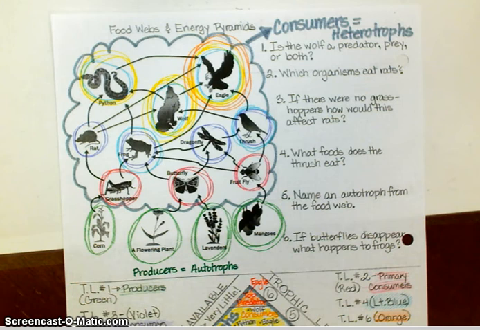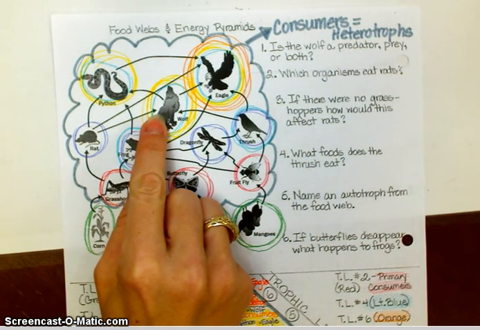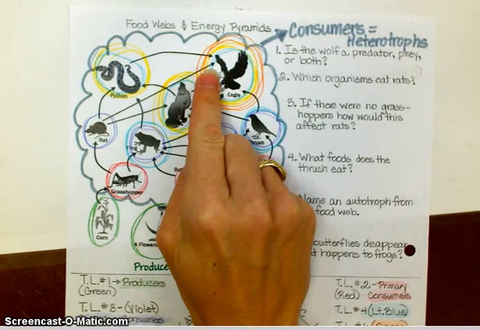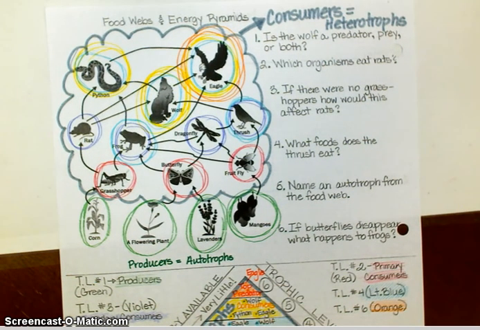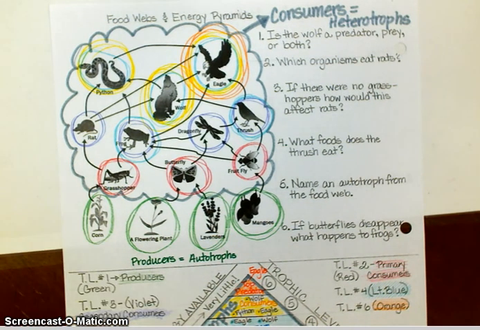Okay, so question number 2. Which organisms eat rats? Rats are consumed by the wolf, the python, and the eagle. Do not count this one, because that is what the rat is eating, grasshoppers.